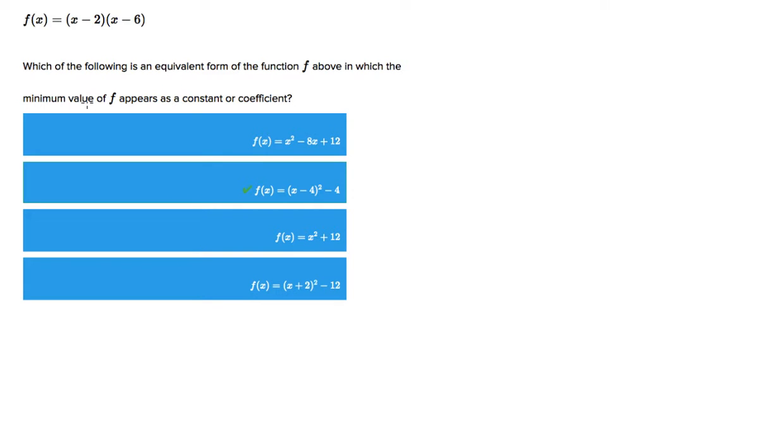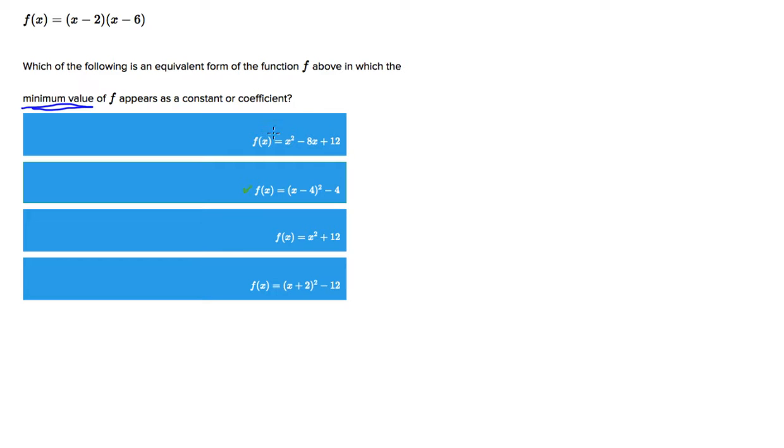Today we're going to be going over an SAT math question involving equivalent expressions, more specifically with exponential functions and quadratics. In this question, we're asked: which of the following is an equivalent form of the function f above in which the minimum value of f appears as a constant or coefficient? The key here is the minimum value.